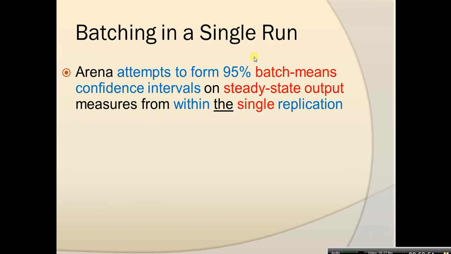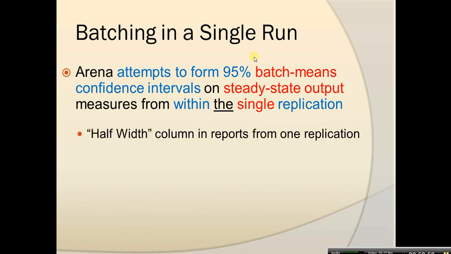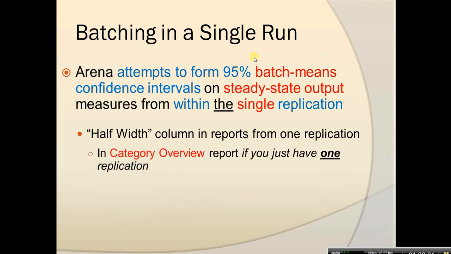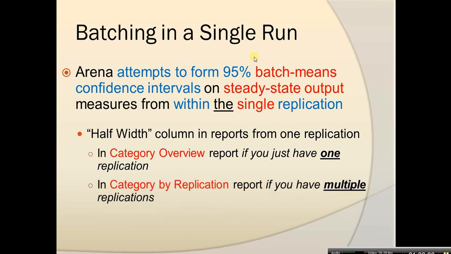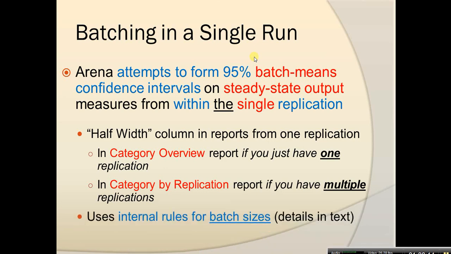ARENA attempts to form 95% batch means confidence intervals on steady-state output measures from within the single replication. It reports a half-width column from one replication in the category overview report if you just have one replication, and in the category by replication report if you have multiple replications. It uses internal rules for batch sizes, so you can see more details about it in the ARENA textbook.